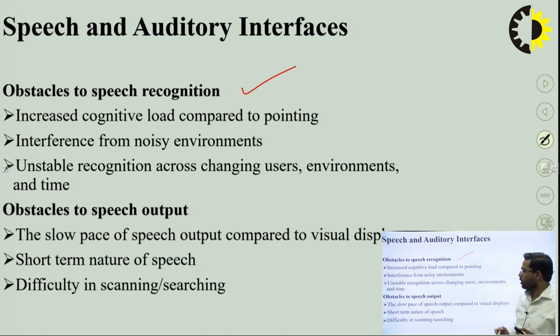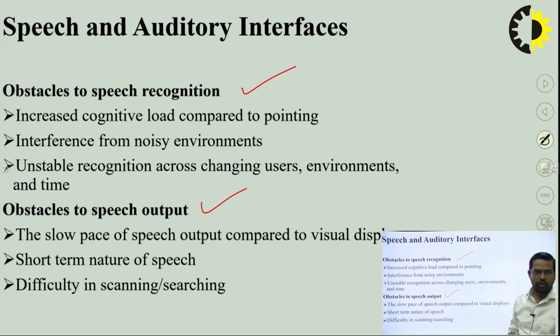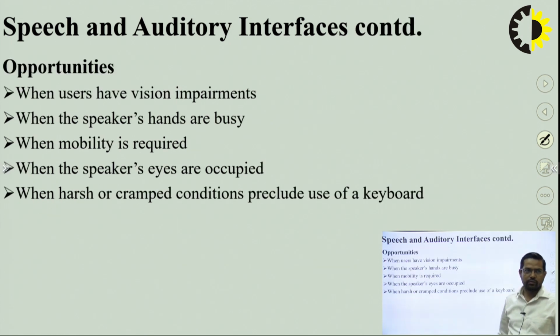Obstacles to speech output or generation: the slow pace of speech output compared to visual displays. Some displays are there in written format, and the audio is very delayed in some places. And the short-term nature of speech and difficulty in scanning and searching.